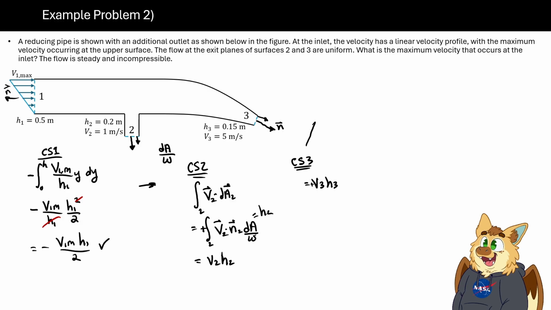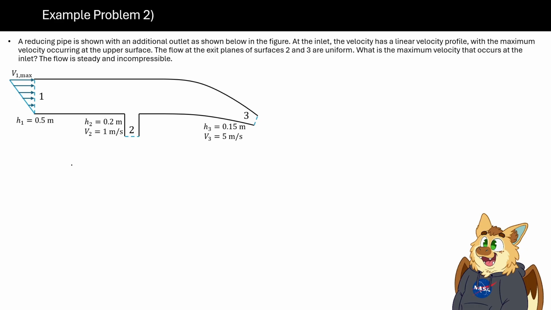So if you bring all the terms up together, kind of going a little bit out of whack here, you get something like negative v1m times h1 over 2 plus v2h2 plus v3h3 equals 0. And then from there, all you're doing is solving for v1m and plugging in your numerical values to find out what v1m actually is.